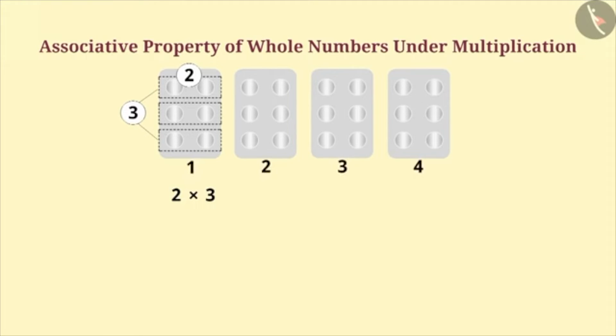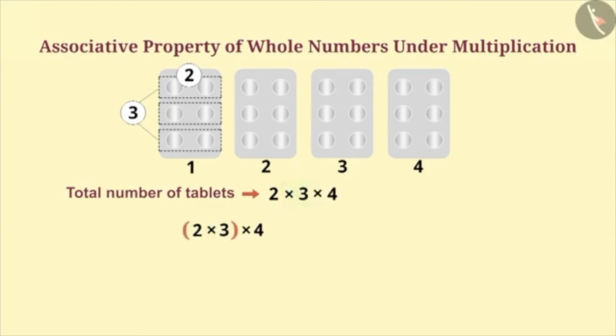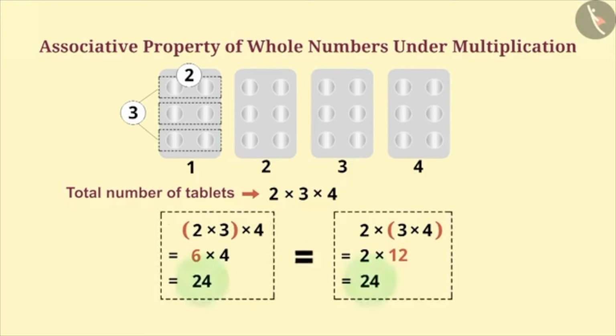Now let's talk about multiplication. Look at this picture. Will you be able to tell the number of tablets by operation of multiplication? There are 2 tablets in each row. Therefore, 3 rows will have 2 multiplied by 3 tablets. And since there are 4 packets, the total number of tablets is 2 multiplied by 3 multiplied by 4. To solve this, a group of 2 and 3 can be made, or a group of 3 and 4 can be made. In both cases, the result is 24 tablets only.